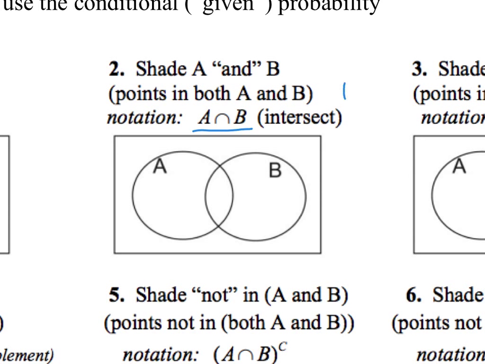So the little upside down U stands for intersection, or the word "and." That's where they overlap. So it's this little area right here that is the intersection.